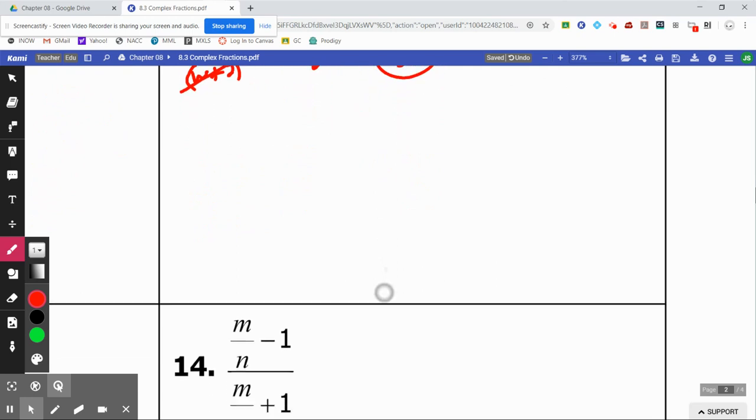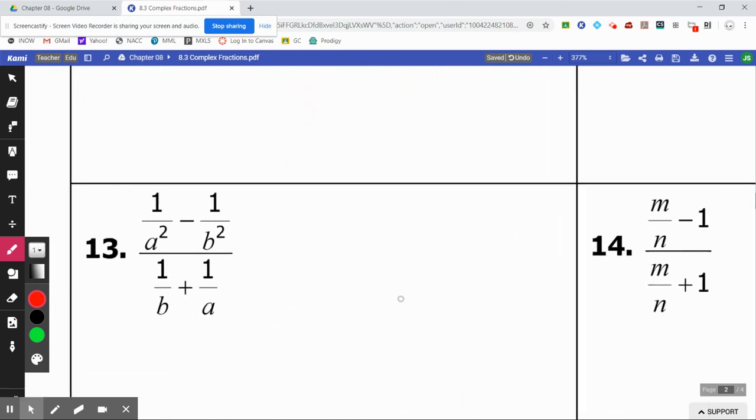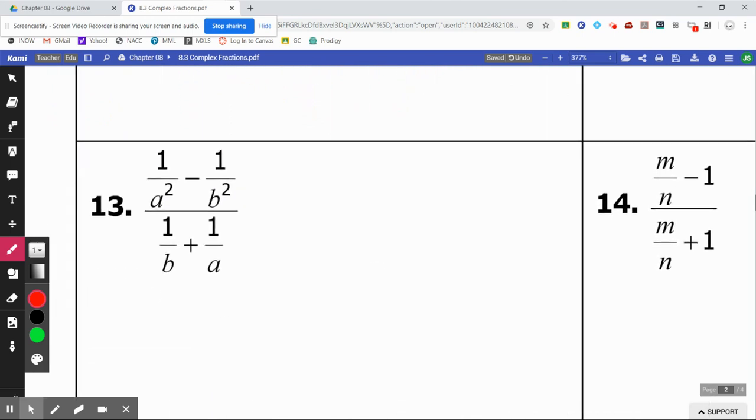Okay, number 13. Number 13, we're going to have to work top and bottom. We have to find a common denominator for both. So therefore, let me work each out separately over here. I'll do the top in red, excuse me. You have 1 over a squared minus 1 over b squared. Common denominator, multiply top and bottom here by b squared, multiply top and bottom here by a squared.